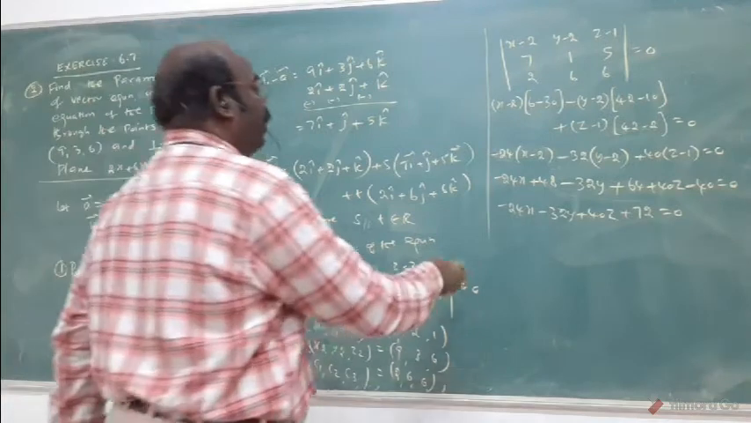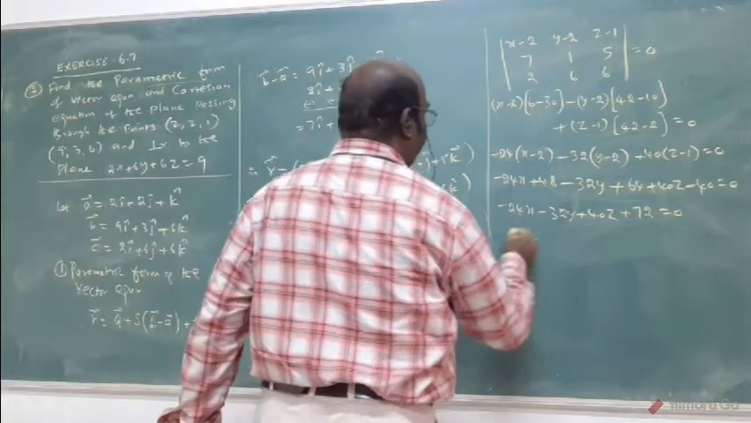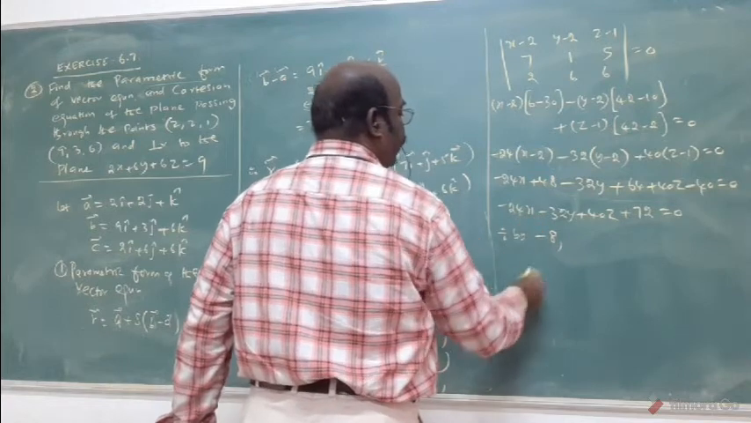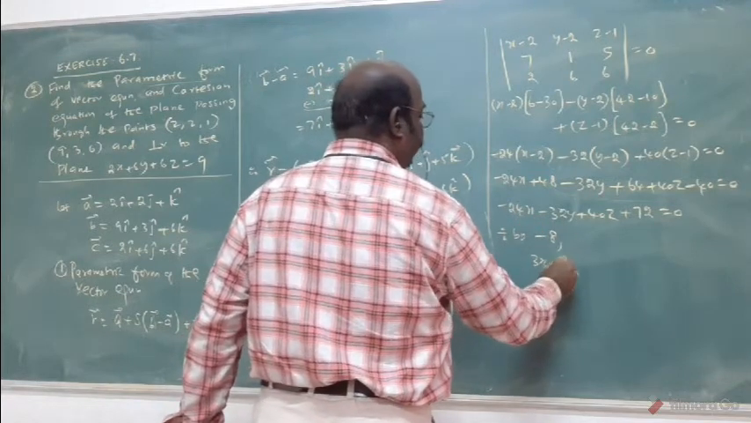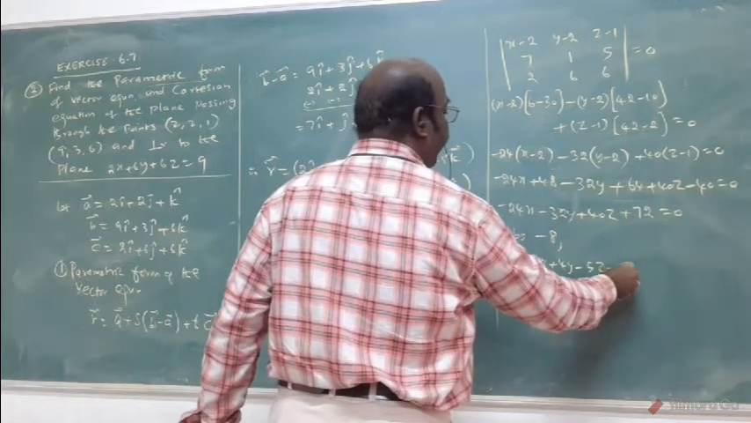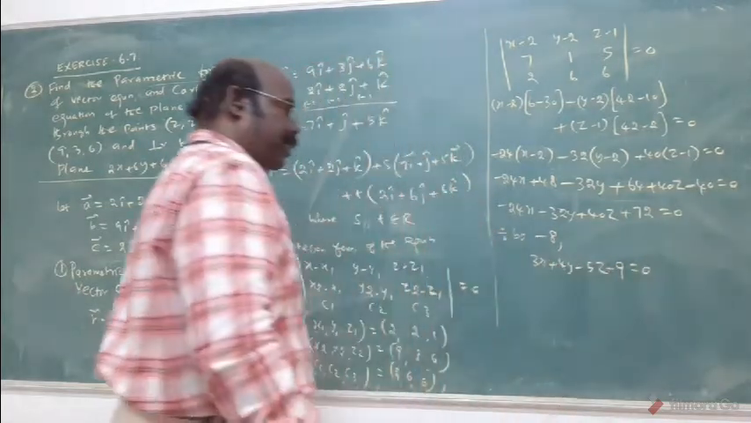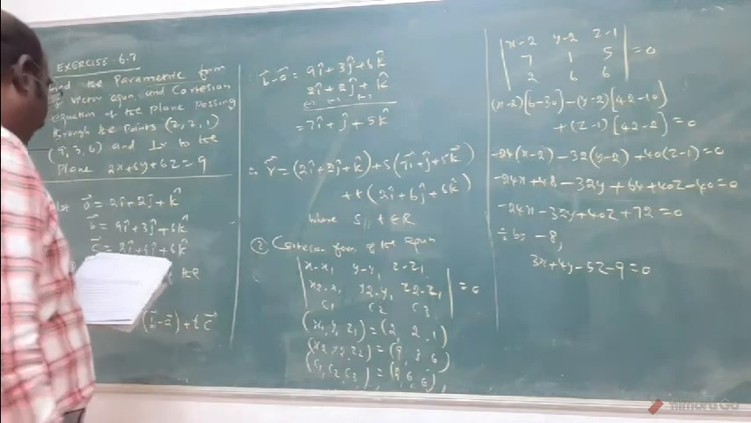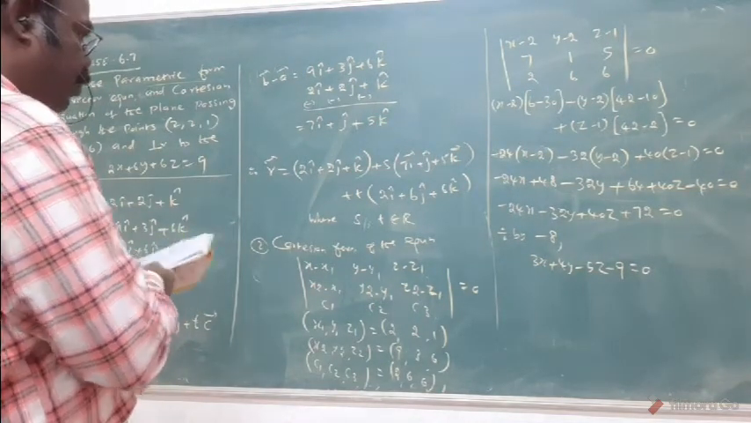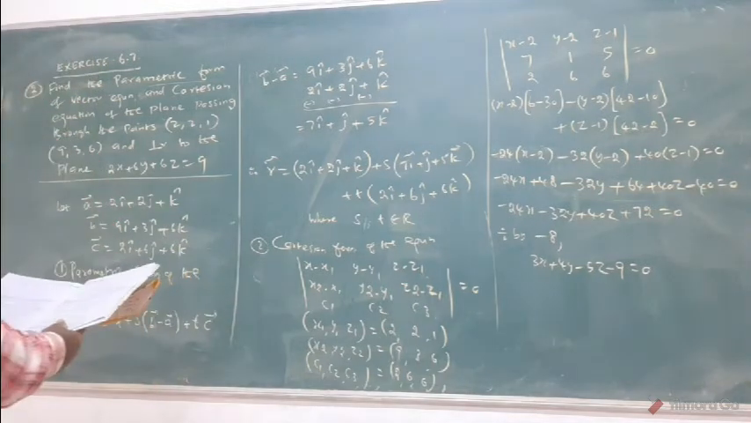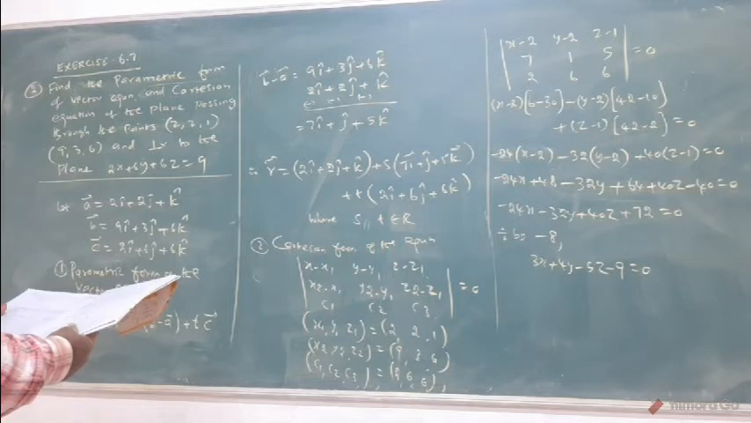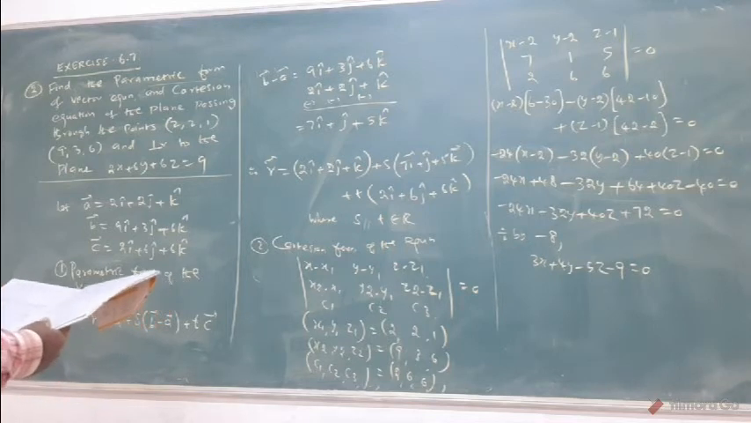Minus 8 also divisible by 8. Okay? All numbers are divisible by minus 8. What is the answer? 3x plus 4y minus 5z minus 4. Am I correct? This is the answer. 3x plus 4y minus 5z minus 4 equals 0.